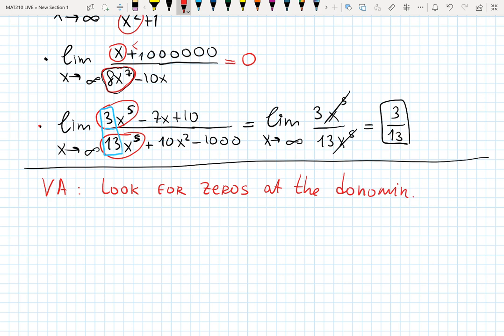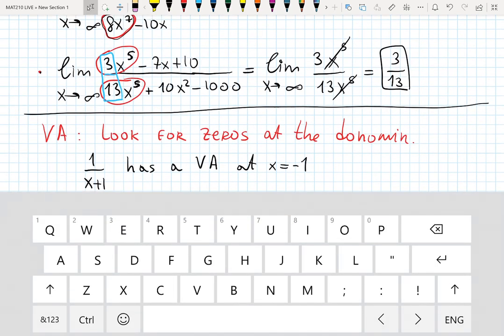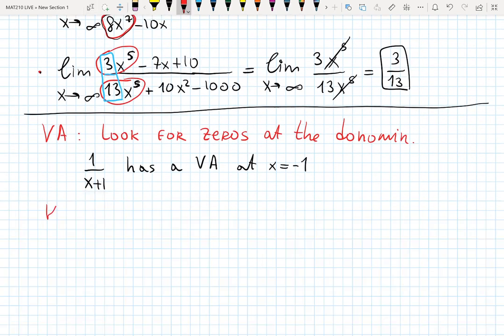So, for example, 1 over x plus 1 has a vertical asymptote at x equals minus 1. How do I know? Check the left limit and the right limit. You'll get infinities for both cases. Now, how about horizontal asymptotes?